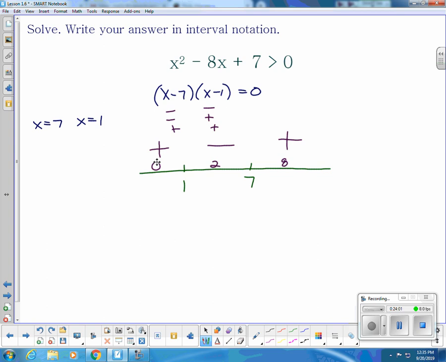Where is it above the x-axis? From negative infinity to 1. It's just greater than, so we don't need the square brackets. Okay? That's when it's positive. This is a quadratic, so it's doing something like this, right? Okay?